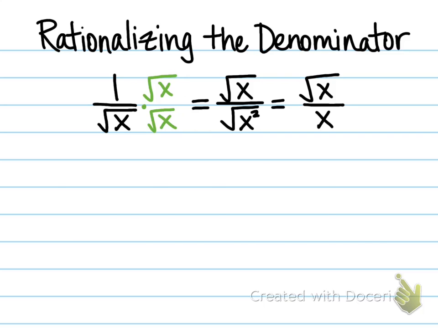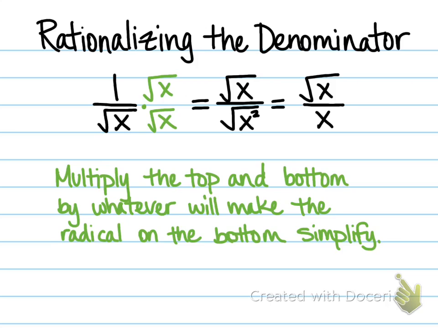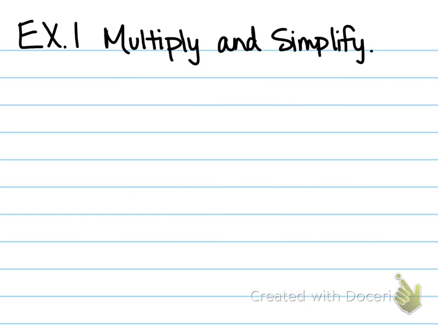So the more you do this, the more you'll get used to it, and you'll start to see a pattern. So the rule is multiply the top and bottom by whatever will make the radical on the bottom simplify. So if it's a square root, you got to make it something that will be squared underneath the radical. If it's a cube root, you got to make it so that whatever is underneath will be cubed. Fourth root, make it so that it will be to the fourth. Whatever will make that radical go away is what you want to multiply the top and bottom by.